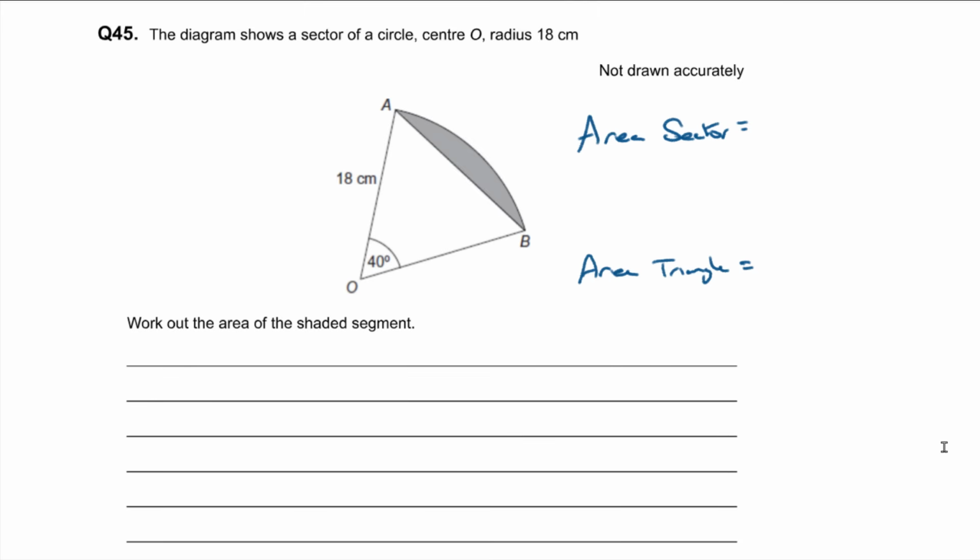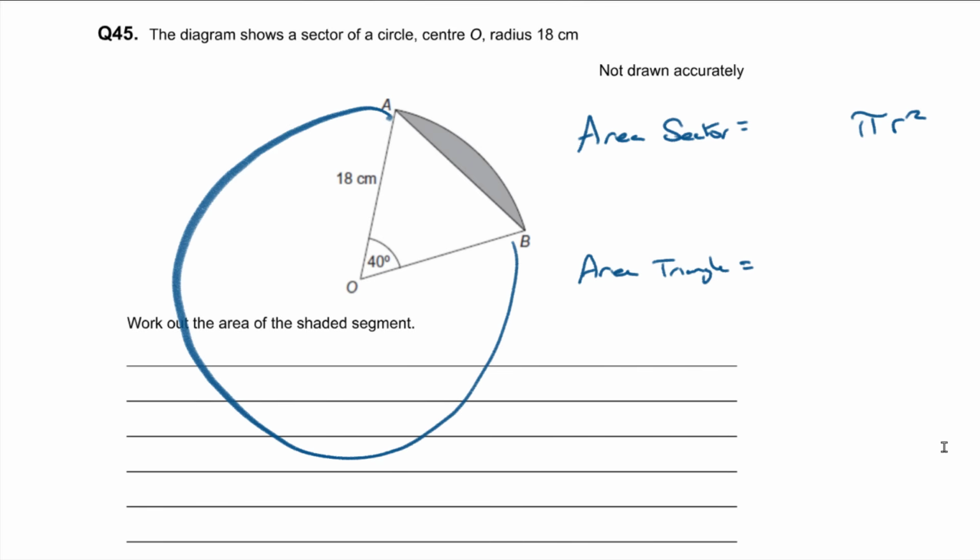Now the area of a sector is just a fraction of the area of the circle, isn't it? Now I know the area of a circle is pi r squared. So pi r squared is the area of a circle. But we haven't got a whole circle. We've got a fraction of a circle. So my whole circle will be like this. We've got 40 360ths of a circle. So that's my fraction I'm going to use. I'm going to use 40 360ths of a circle, and that's going to be the area of my sector, isn't it?